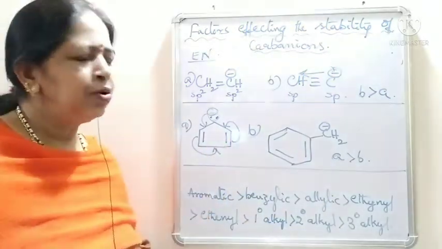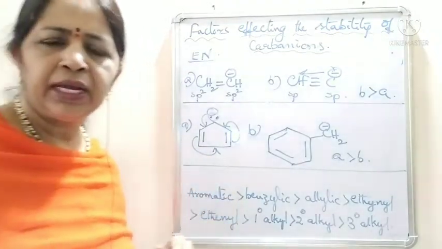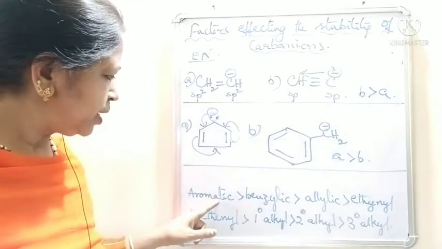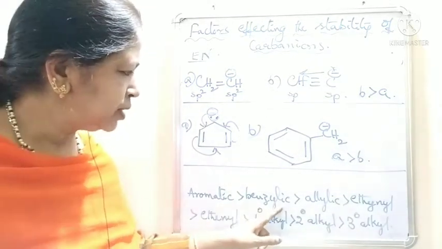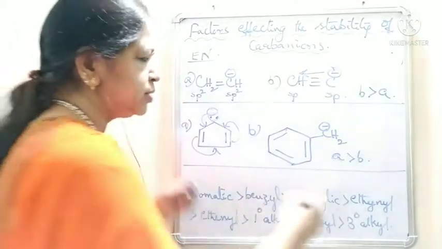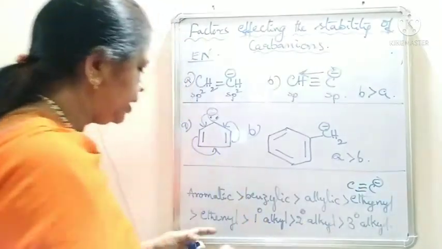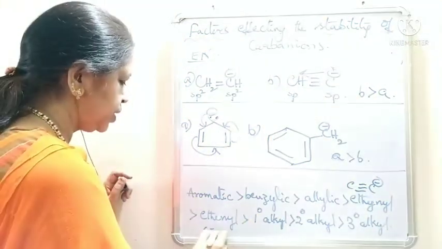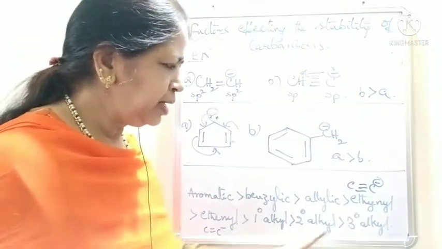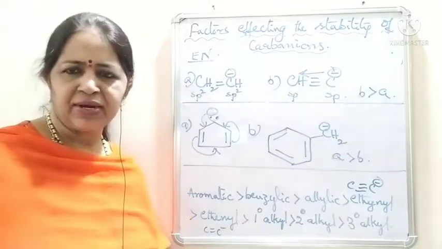Okay. So, based on all these effects, we can give the stability order of carbanions in this manner. Aromatic greater than benzylic, greater than allylic, greater than ethynyl. Ethynyl means C triple bond C minus, and vinyl means C double bond C minus. Then primary alkyl, secondary alkyl and tertiary alkyl. This is the order of stability of carbanions.